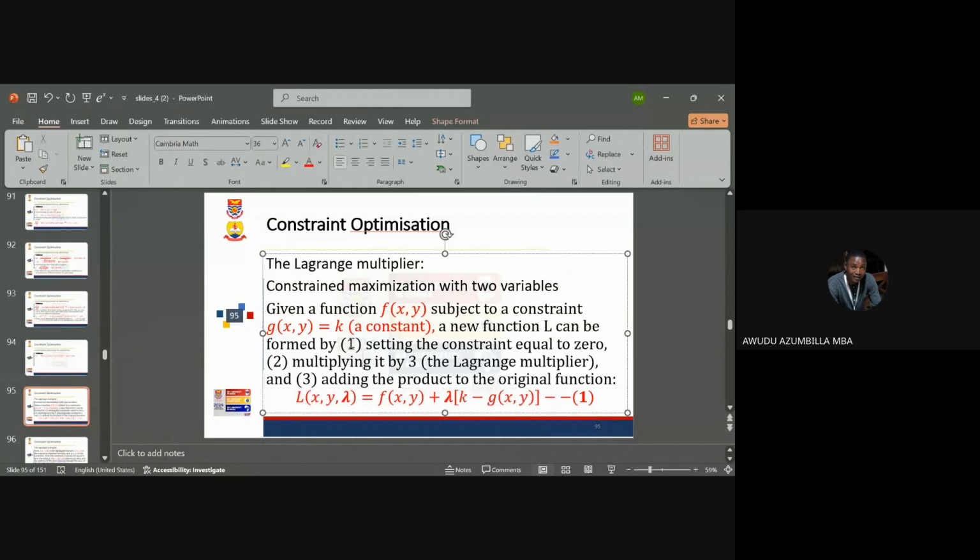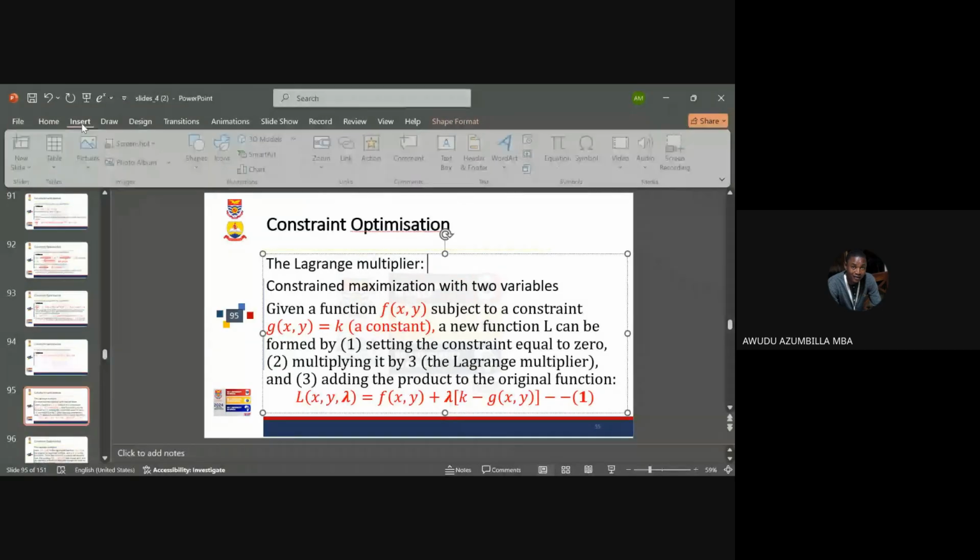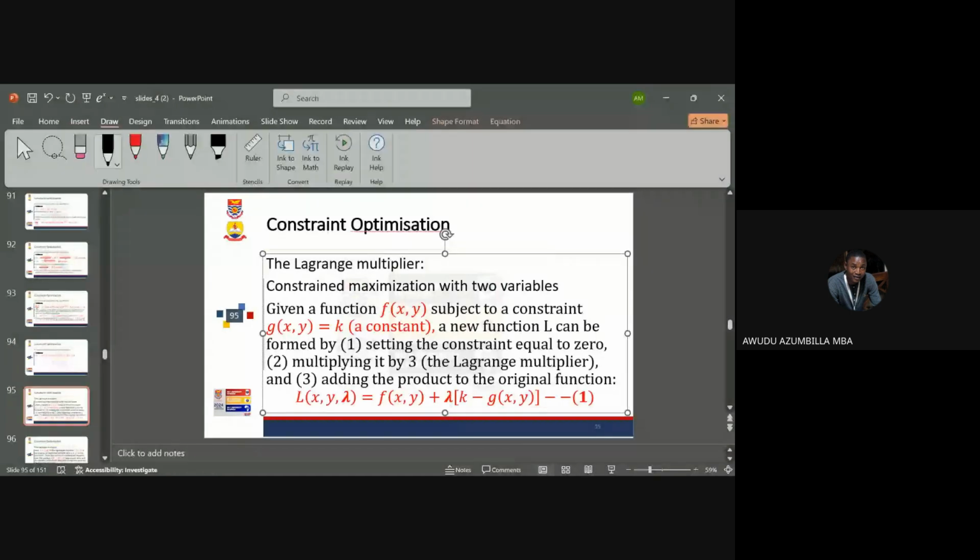And there are two ways of setting the Lagrange. When you are given the constraint function, you can convert the function to an implicit function. So we can see that we have the function g(x, y) is equal to k.